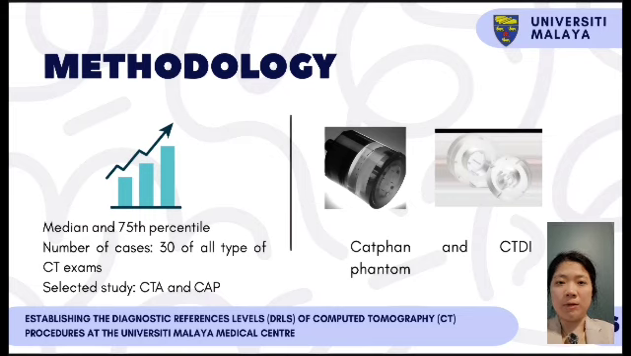First, we collected data from 30 different types of CT exams at UMMC. These cases represent real-world scenarios, ensuring our results are grounded in our clinical reality. This is the foundation of our study, like gathering all the ingredients before cooking. Next, we analyze the data, focusing on key metrics like the median and 75th percentile radiation doses. Think of these dose metrics as the safety limit, a checkpoint to ensure we are not overstepping boundaries.